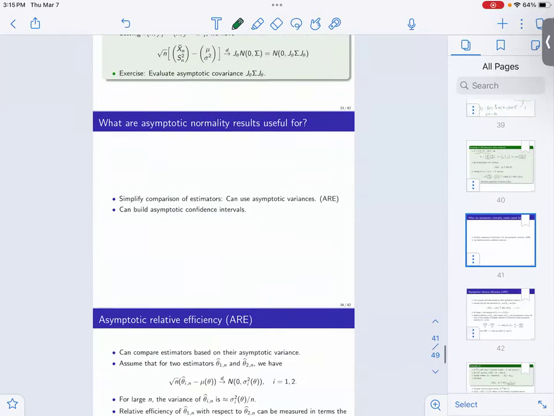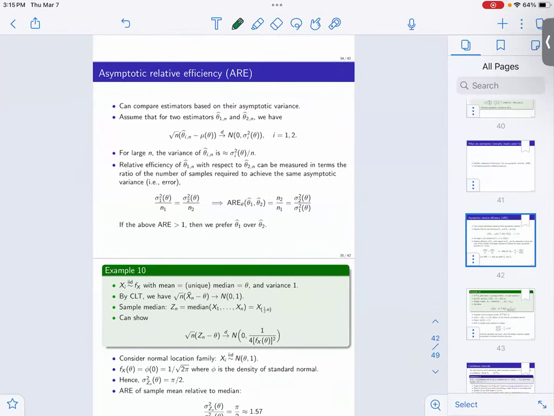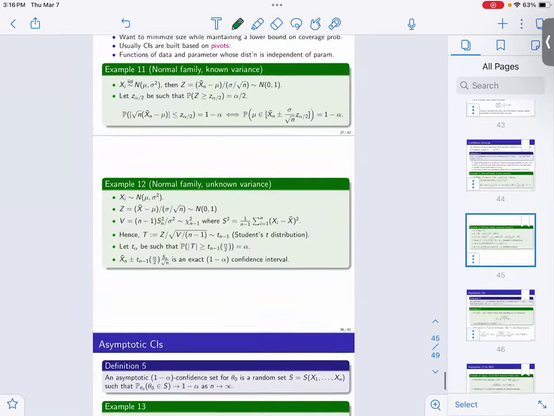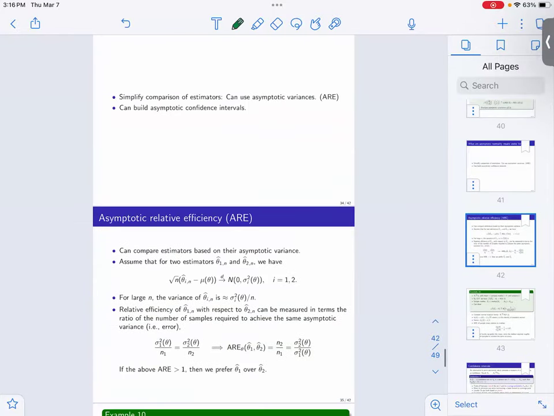But we have a few slides we didn't manage to finish. There are two uses of these asymptotic normalities. One is asymptotic relative efficiency, which you can hopefully read. There are a couple of questions related to this. I'm going to come back next time and talk about it. And the other one is constructing confidence intervals, which we have already seen, but I'm going to talk about that as well. And then this chapter would be finished. So we have a couple more things to do from this chapter.